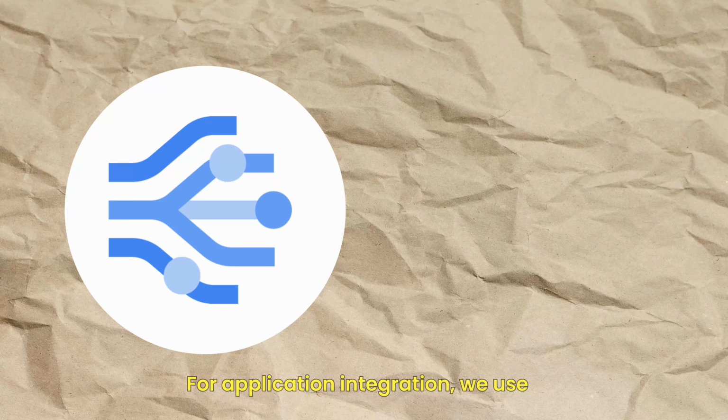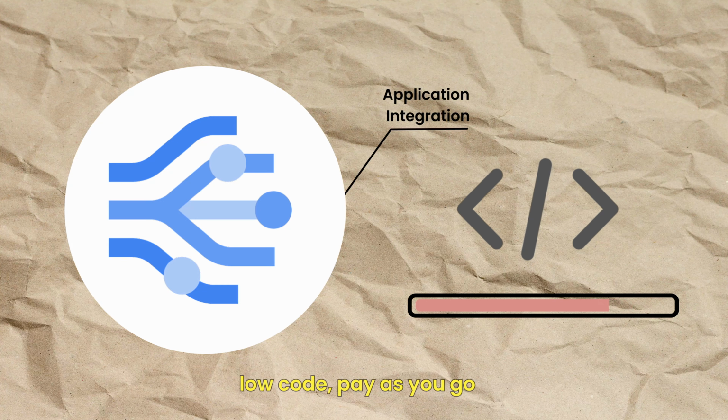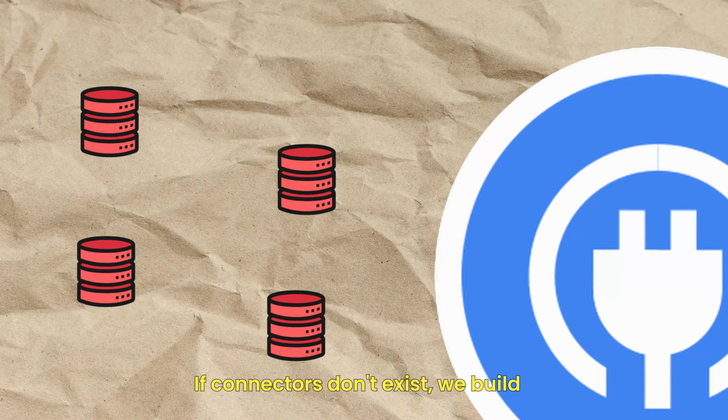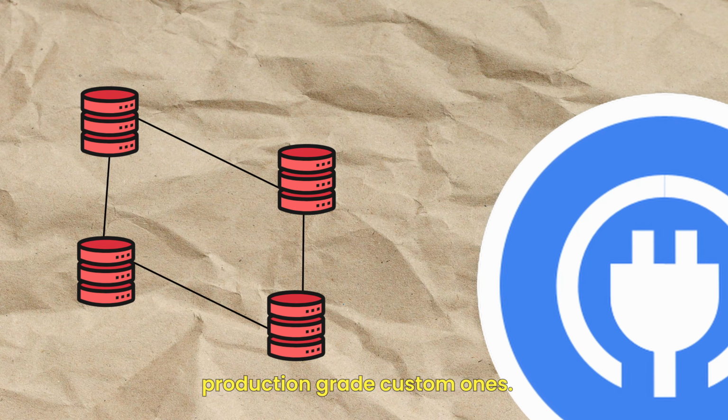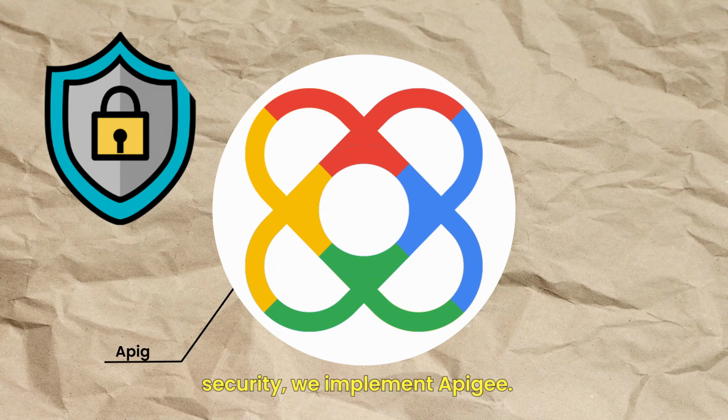For application integration, we use Google Cloud Application Integration, low-code, pay-as-you-go with standard connectors where they make sense. If connectors don't exist, we build production-grade custom ones. When APIs require governance and security, we implement Apigee.